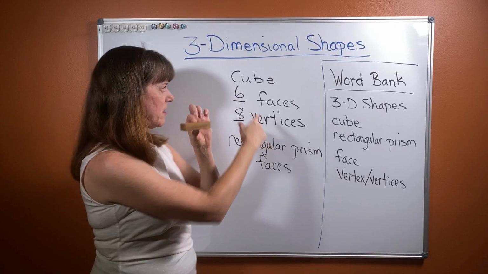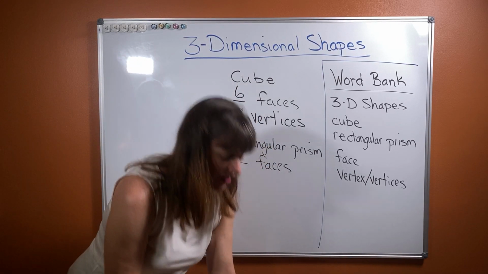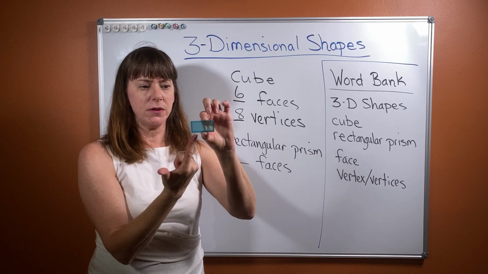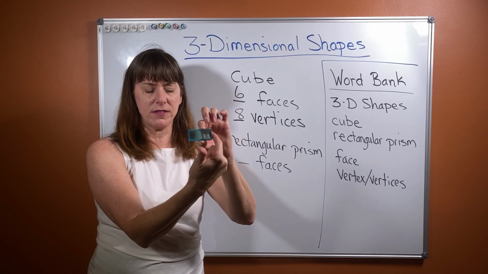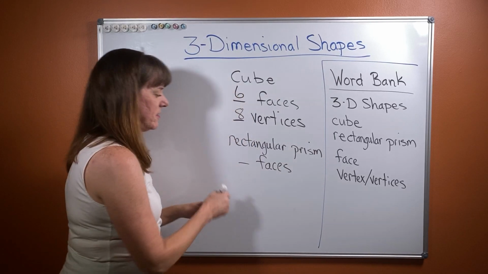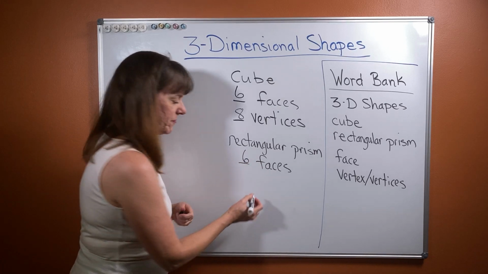Wait a minute, that's the same as the cube. Let's try this rectangular prism. I'm going to hold it this direction. 1, 2, 3, 4, 5, 6. Rectangular prisms also have 6 faces.